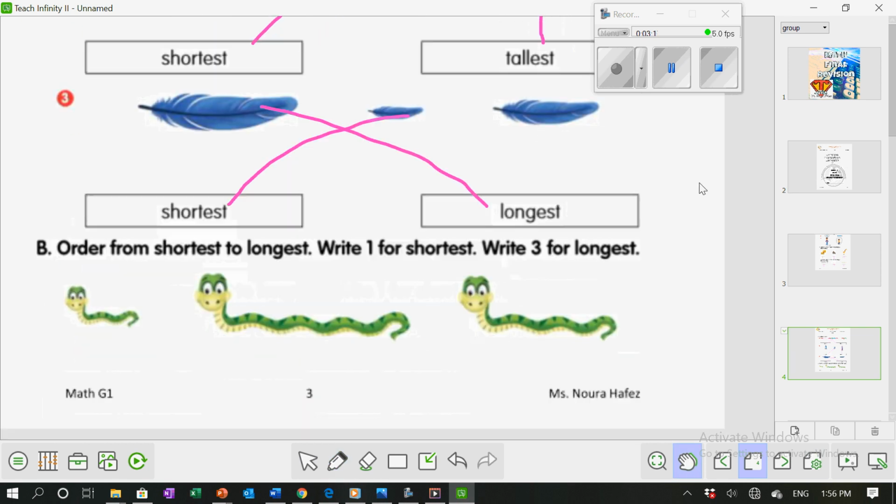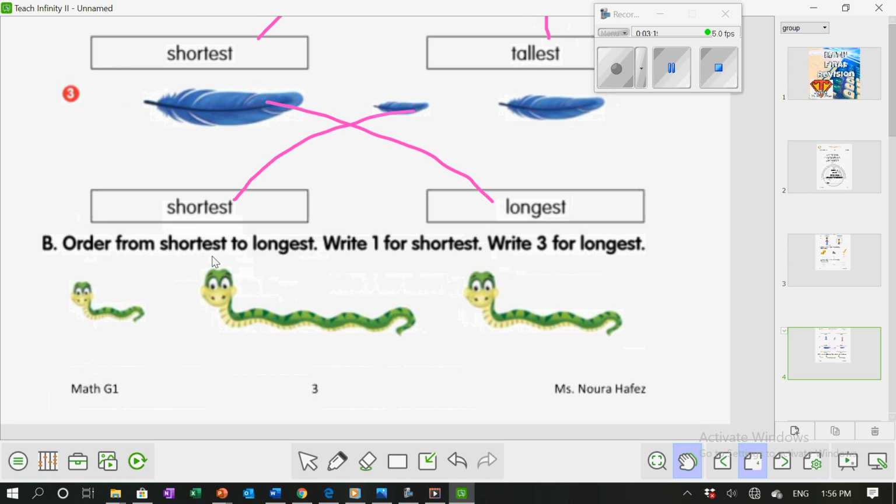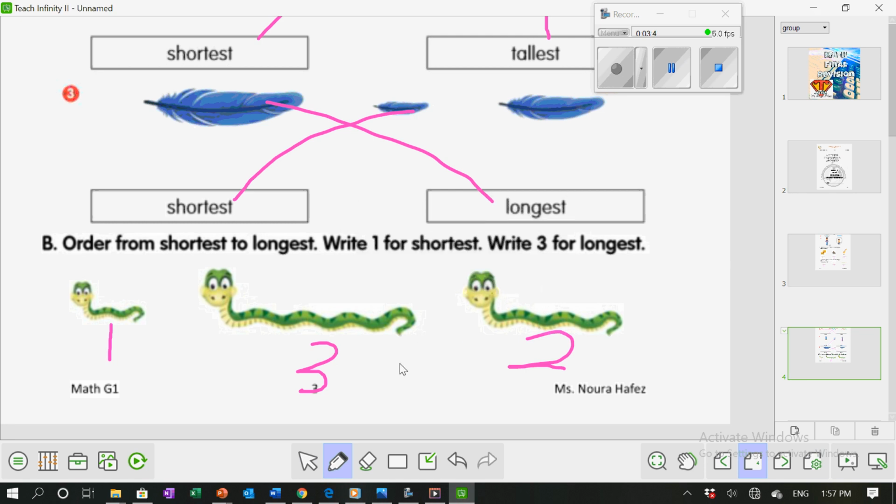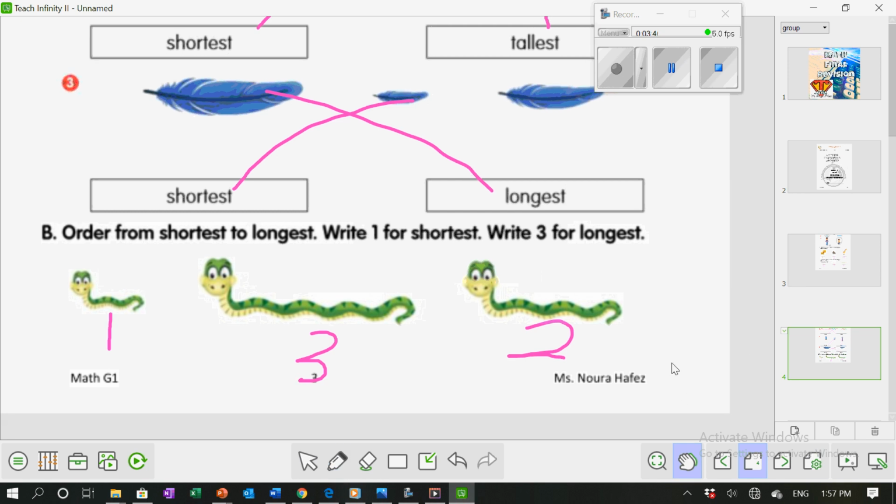Perfect. Here, order this from the shortest to the longest. Write one for the shortest. So first I have to write one for the shortest. Which snake is the shortest? Perfect here. And write three for the longest. Where is the longest? Excellent. The second. So for sure this one will be two. So my order is one, two, and finally three. Let's go to the next page.